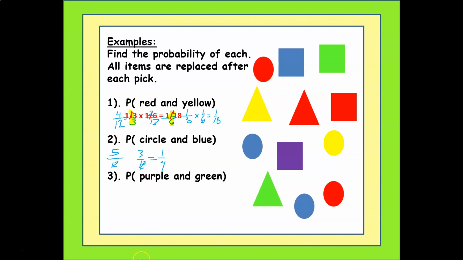So now we take our two probabilities. We have 5/12 and 1/4, and we're going to multiply those two together. So we take 5 over 12 times 1/4, which equals 5 times 1 is 5. 12 times 4 is 48. So our probability would be 5/48.